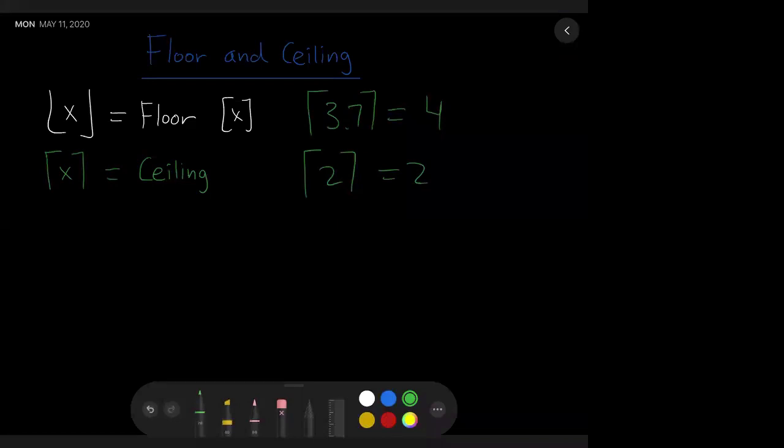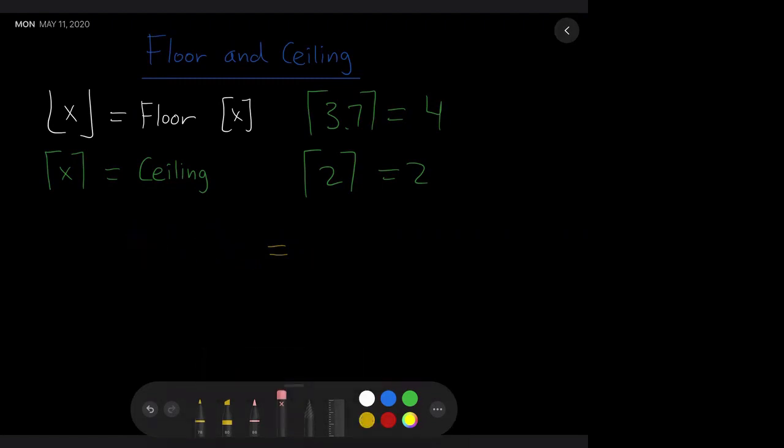Now, what does this mean? Let's just say, for example, that we had floor of x is equal to ceiling of x. Well, floor is smallest integer less than or equal to. Ceiling is smallest integer greater than or equal to. The only way that this works is if both of these are actually equal to x, which means x has to be an integer. So this is only true if x is an integer. Something decently important there.